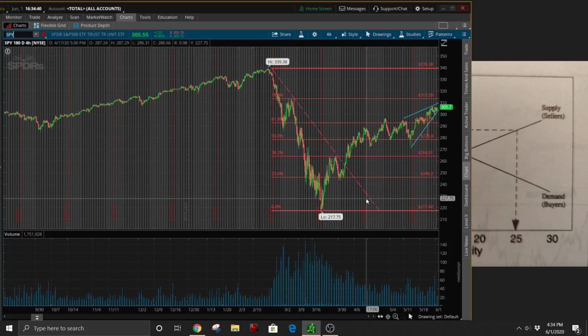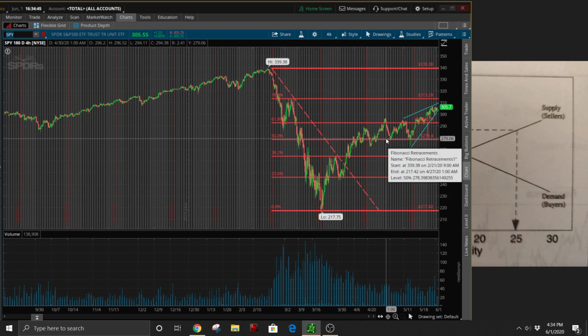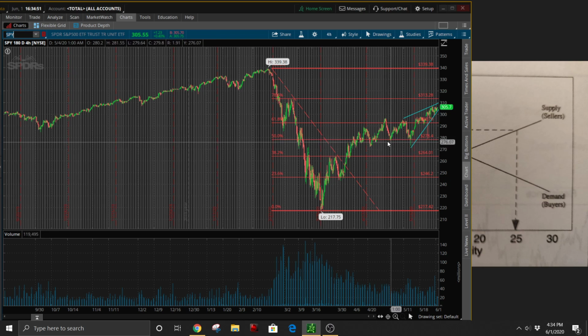So what exactly are resistance and support levels? Well, first of all, a support level is the lowest price at which sellers are willing to sell. That's represented by my cursor right here, this red line. That's our support level. As you can see, the price continuously bounces off this level and moves back up.